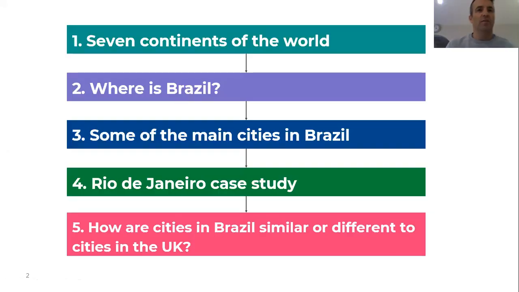So our lesson today is going to look a little bit like this. We're going to recap those 7 continents of the world, and you've been doing really well at those so far. We're going to think about where Brazil is within South America. We're going to be looking at some of the main cities within Brazil, and then we're going to zoom in and do a focus or a case study on Rio de Janeiro. And then we're going to consider how cities in Brazil are similar or different to those cities in the UK.